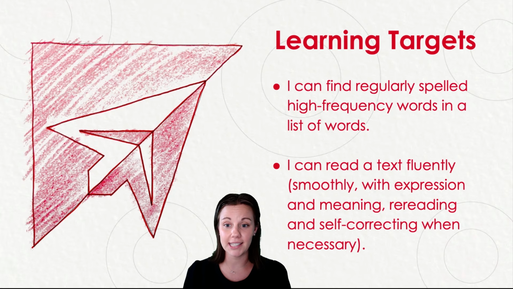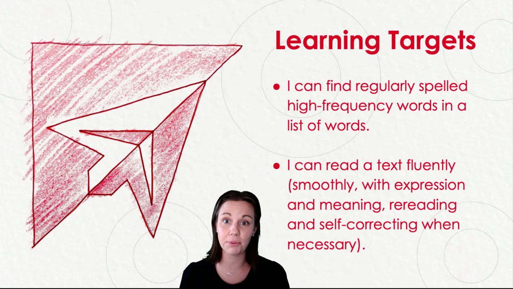The first one says, I can find regularly spelled high-frequency words in a list of words. That's going to be all the words we see around us all the time. And they'll be able to be decoded pretty easily because they're following our regular spelling patterns.